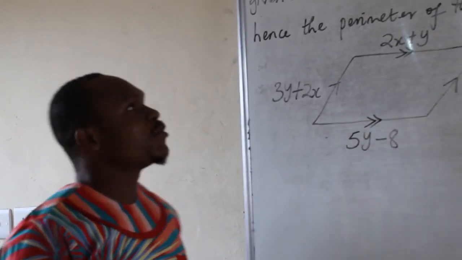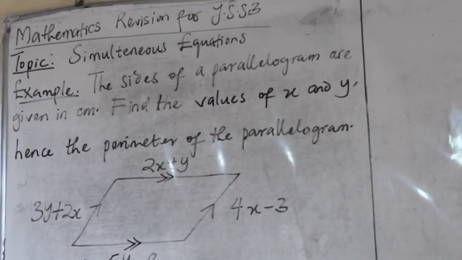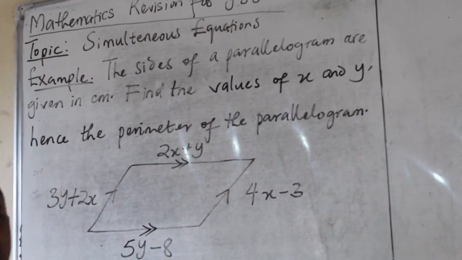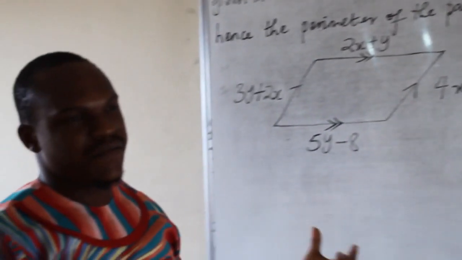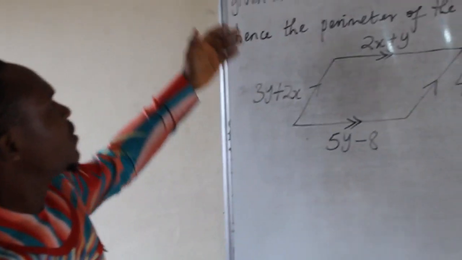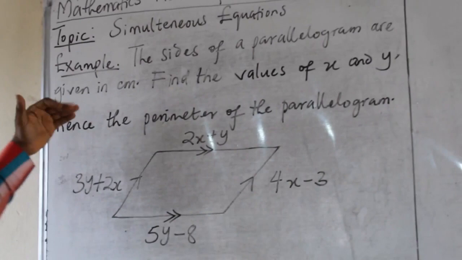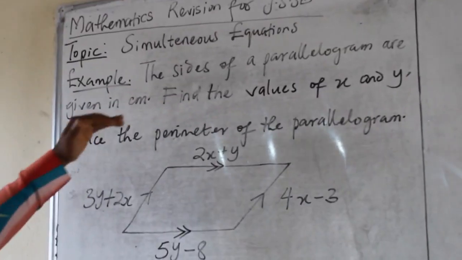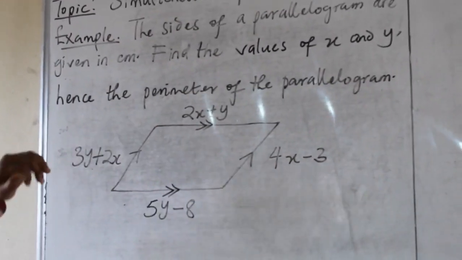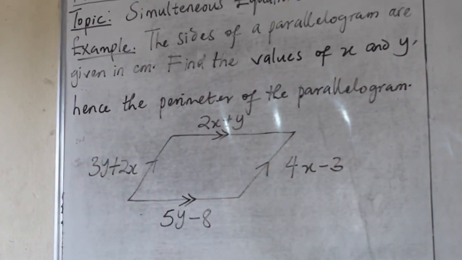For our next example, we have the topic simultaneous equations. It's also a topic I taught in class severally, and I believe giving you something like this will help sharpen your minds. So, the example here says, the sides of a parallelogram are given in centimeters. Find the values of x and y, hence the perimeter of the parallelogram.